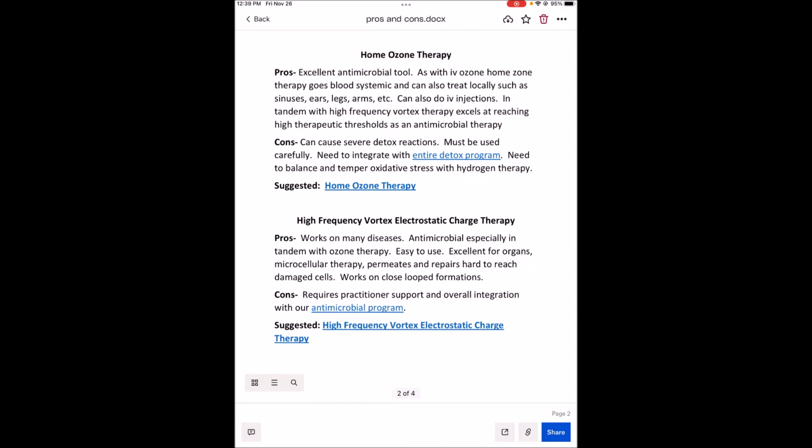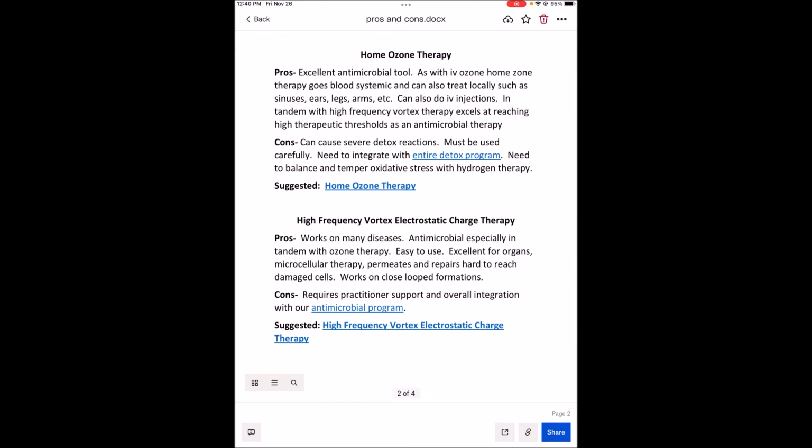Now, the entire detox program, when you do ozone and the next therapy, high-frequency vortex electrostatic charge therapy, you're going after microbes. You're killing them. You're knocking them out. So you have to process what's called the die-off. So the entire detox program will give you the foundation to, number one, pull any excessive garbage out of the blood and literally have a pump. So it's like having a swimming pool that's filthy, and you put in some killer pumps and killer filters, and within a day or two you clean out the swimming pool.